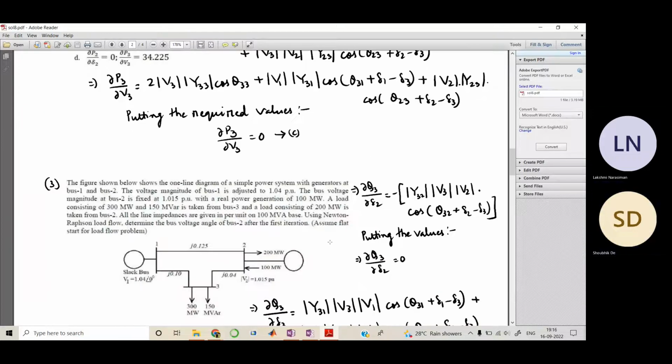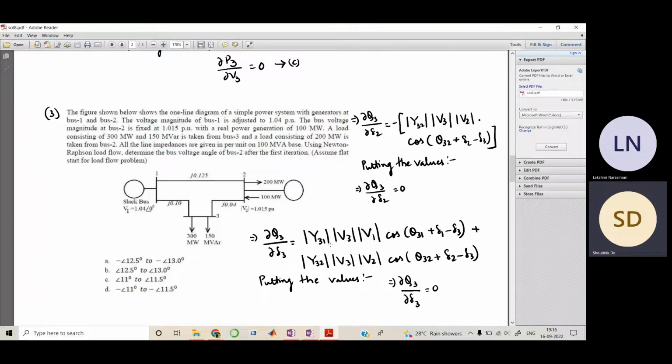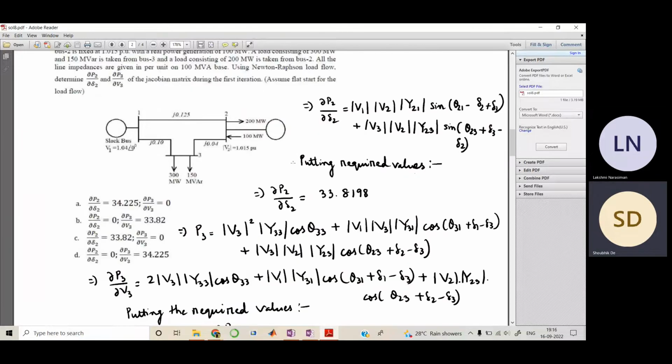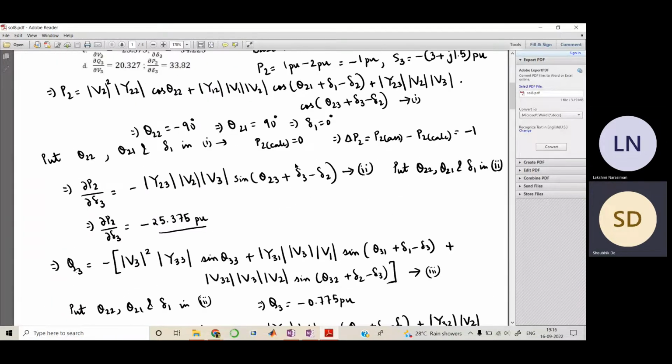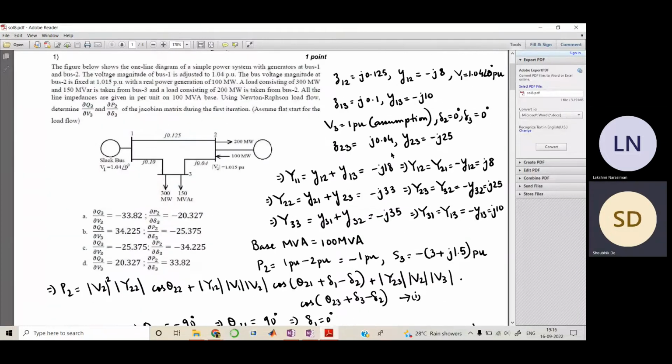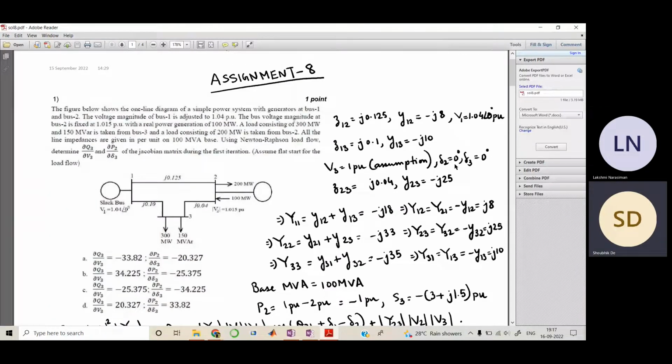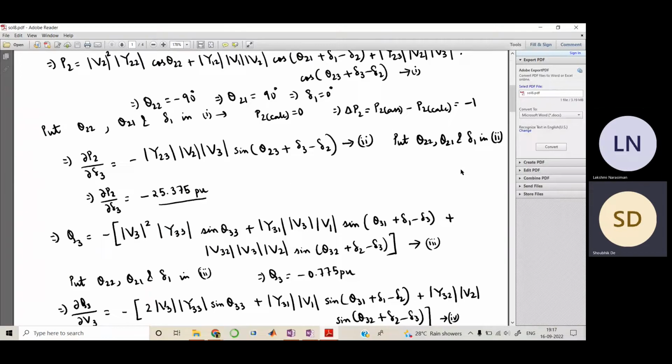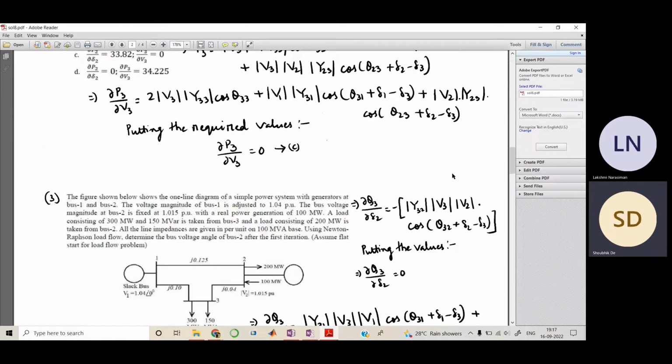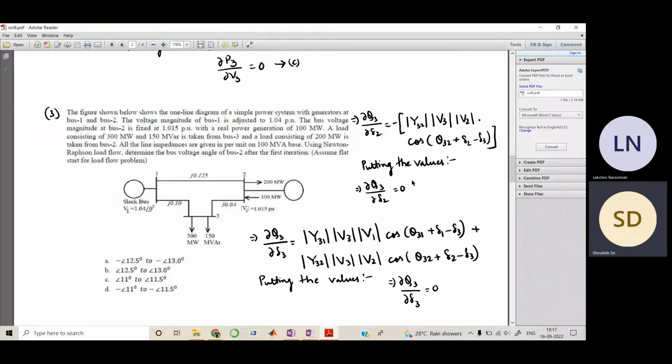Now let us go to this question. Here they have asked what would be the bus voltage angle of bus 2 after the first iteration. If you remember, for starting the problem, we had assumed a value of delta 2 to be 0, right? That is delta 2 superscript 0, because it is at the 0th iteration. Now they are asking what would be the value of delta 2 after the first iteration, so delta 2 superscript 1.